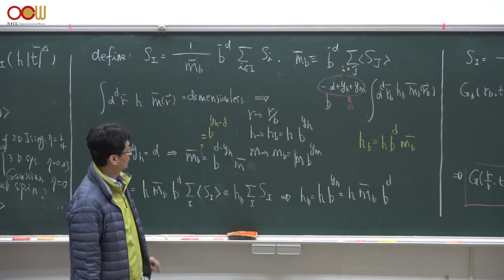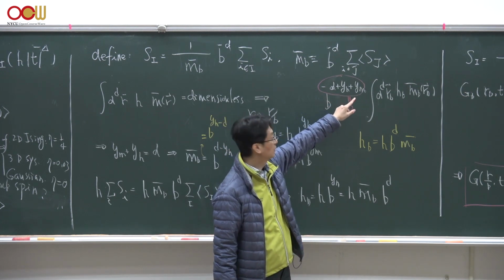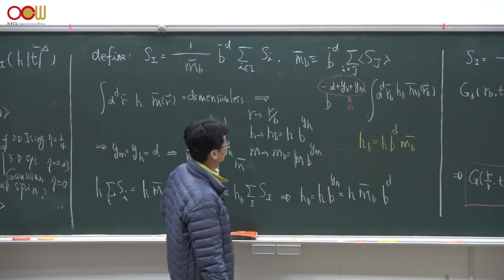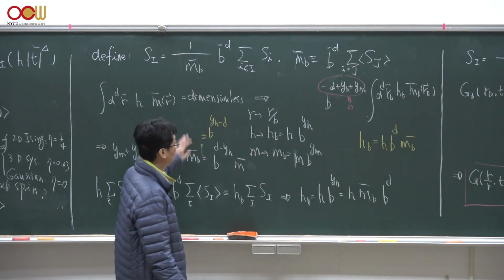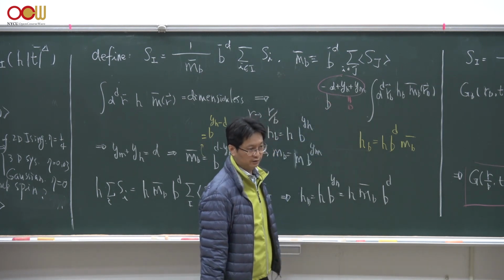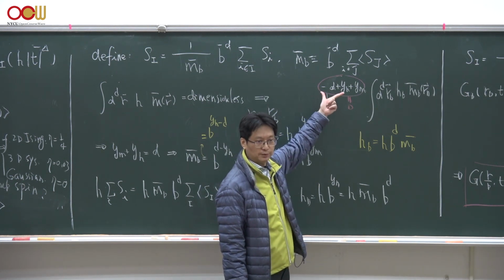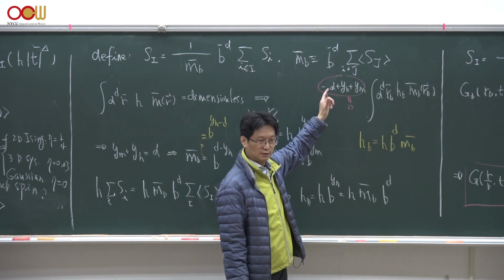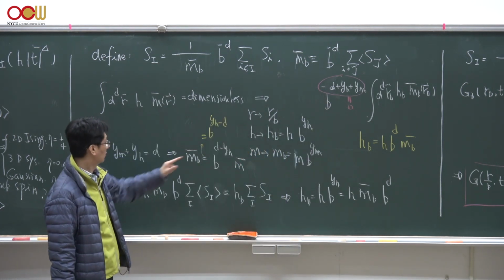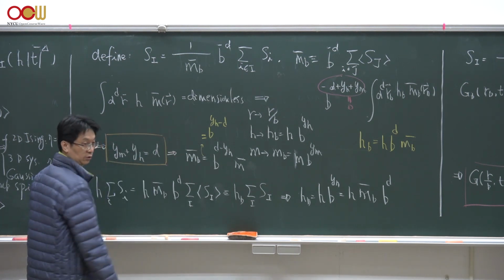plug in this kind of power law scaling form of these parameters r, h, and m back into the Zeeman energy, and we get an overall factor of b to the power minus d plus yh plus ym, times the block spin degrees of freedom of the Zeeman energy. But we know that this should be a dimensionless quantity, which means that the exponent of this factor b should be 0, because it does not depend on the scale anymore, because this is dimensionless.